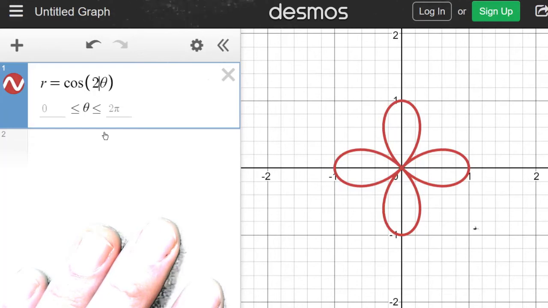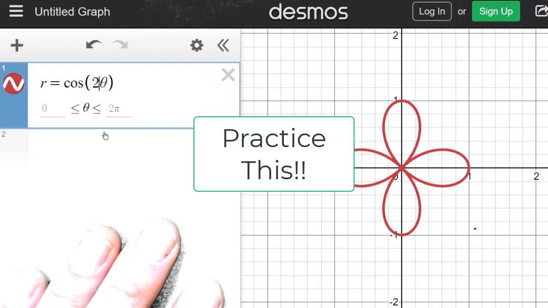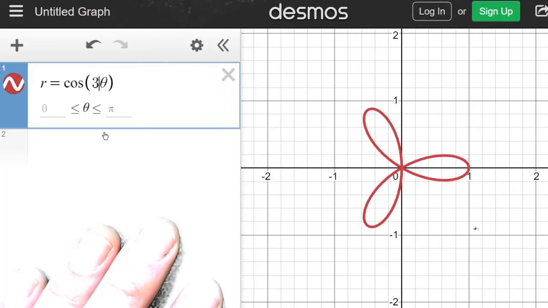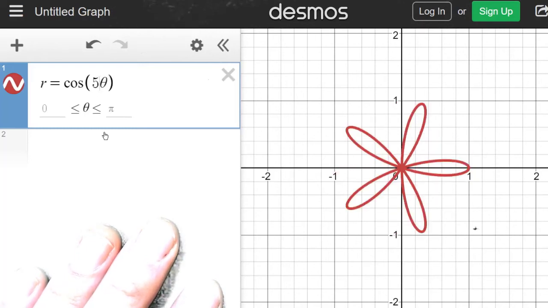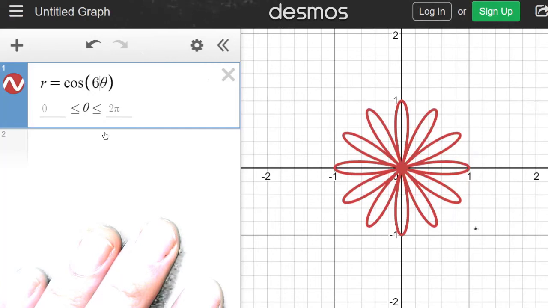flower shape. So you should be able to graph something like this on your own without the aid of graphing software. Takes a little bit of time, but if you reason it out like we just did, you should be able to figure this out. Now, what about cosine of 3 theta? Well, this is an interesting shape. What about 4 theta? What about 5 theta? So we're seeing a pattern here with the flower shapes.